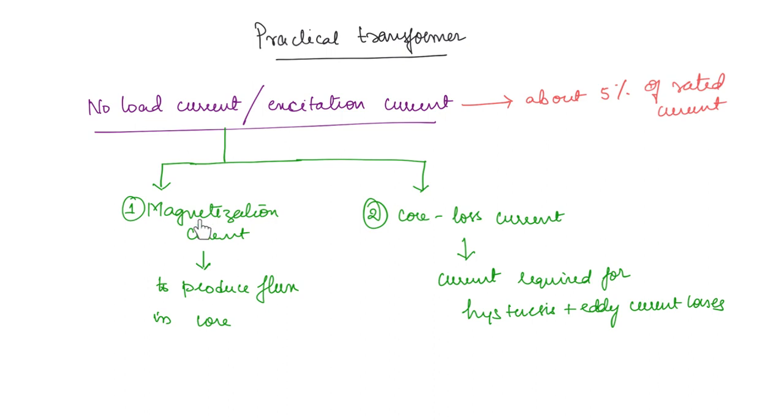So we will discuss each of these one by one. First we will discuss the magnetization current. If you consider the magnetic core, we saw that the primary winding itself will have an induced voltage. So this is the primary winding. To this we have a voltage source connected, and to this we have the secondary winding.